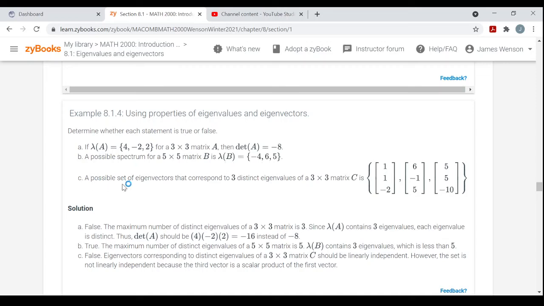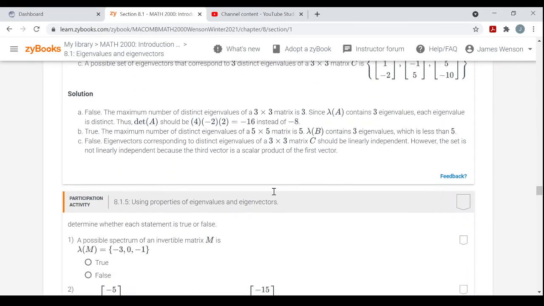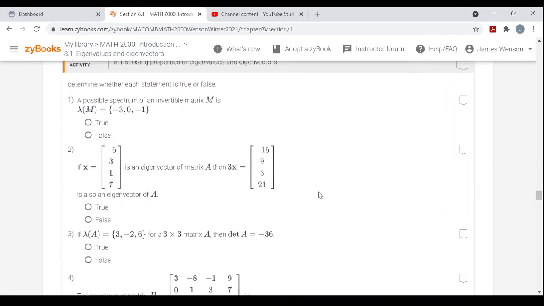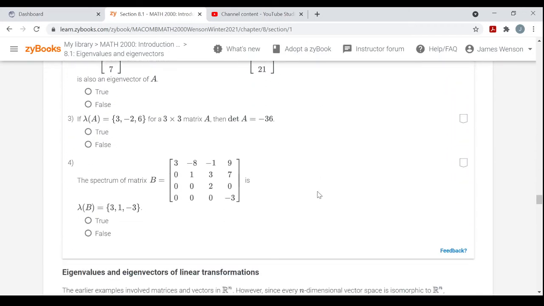And here a possible set of eigenvectors that correspond to 3 distinct eigenvalues are these 3 here. Well, no, because you see the first one and the last one are scalar multiples. The last one's just 5 times the first one. So these are not independent. And according to what we read a second ago, eigenvectors of different eigenvalues should be independent. Okay, so I'll let you look at this. Here, you can work with that one.